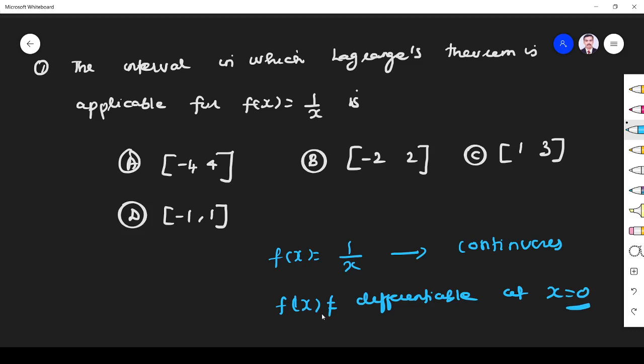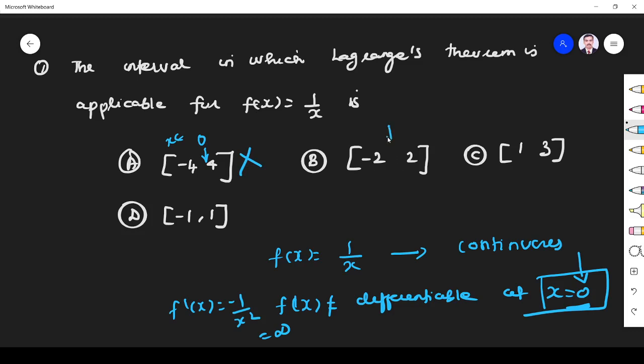Yes or no? So it is not differentiable at x equal to 0, because if you take f dash of x, that is equal to minus 1 by x squared. When x is equal to 0, the function is not differentiable, right? The function blows up, that is, it becomes infinity. So x equal to 0 must not be in the interval, right? Here you see minus 4 to plus 4 has x equal to 0, so at that point the function is not differentiable. So it is not the correct answer.